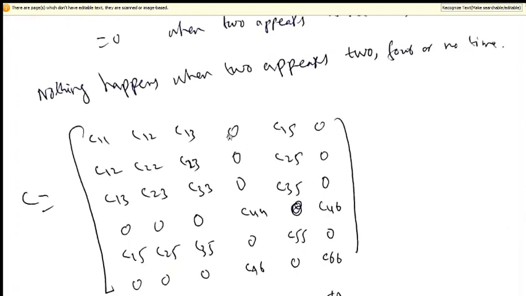Now this is again 0, and here C15, this will be not equal to 0, because C11, what is 5? 5 is 23, sorry, 13. So 5 is 13. No 1 is appearing.